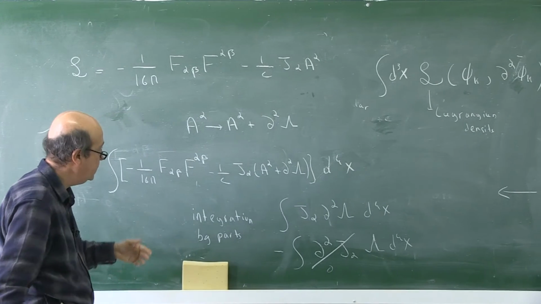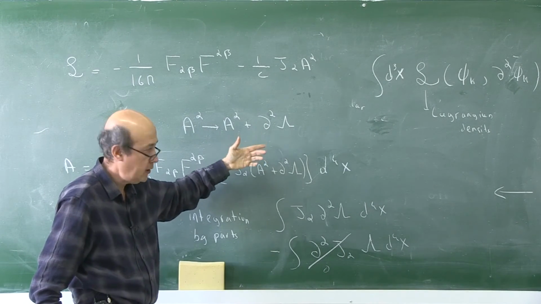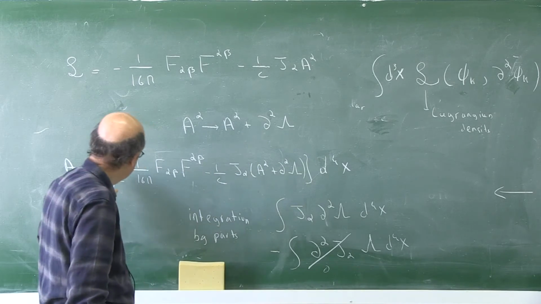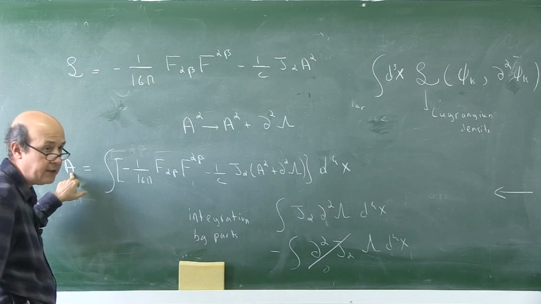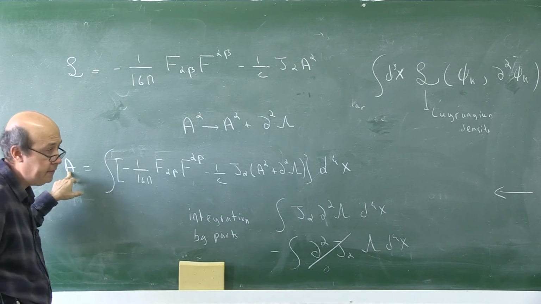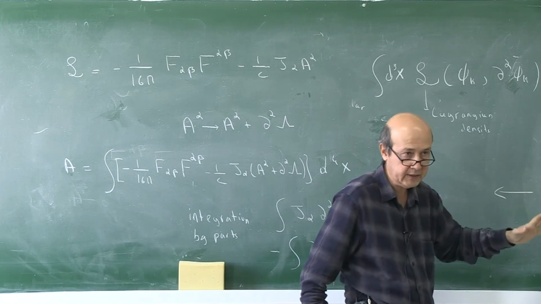So basically the bottom line is the following: if you introduce a gauge transformation, the Lagrangian density changes, but the action doesn't change. If the action doesn't change, the equations of motion will not be affected. Okay?